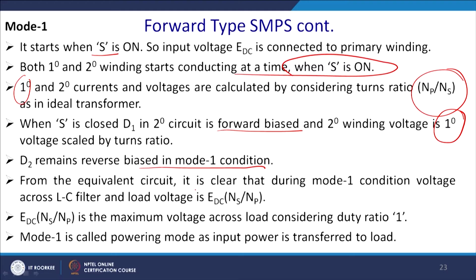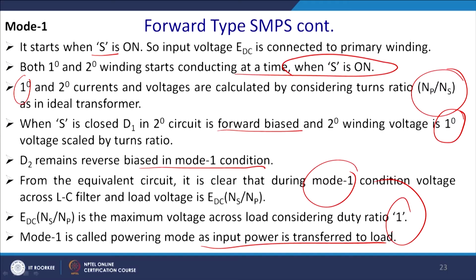And from this equivalent circuit, it is clear that during the mode 1 condition, the voltage across the LC and the load voltage is EDC Ns by Np. So, it is just like a step down transformer, a DC step down transformer. So, EDC Ns by Np is the maximum voltage across the load, considering duty ratio equal to 1. So, you will get a lesser voltage than this value. Mode 1 is called the powering mode, as the input power is transferred from the source to the load.